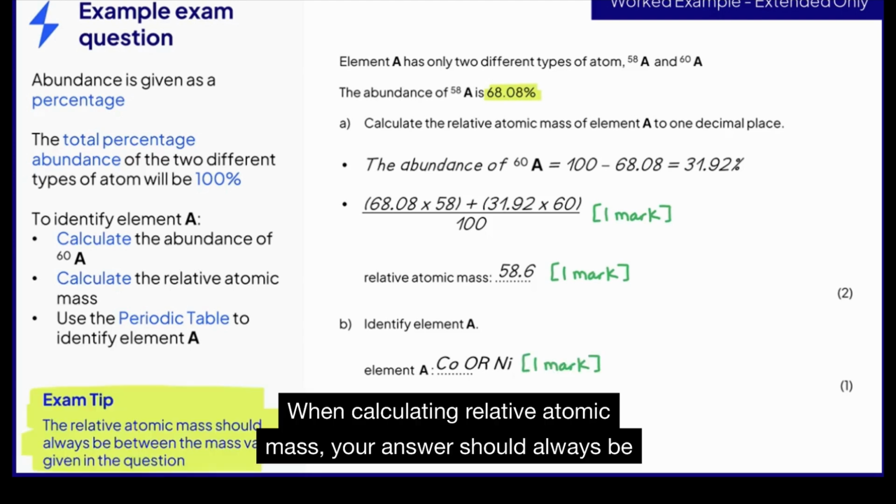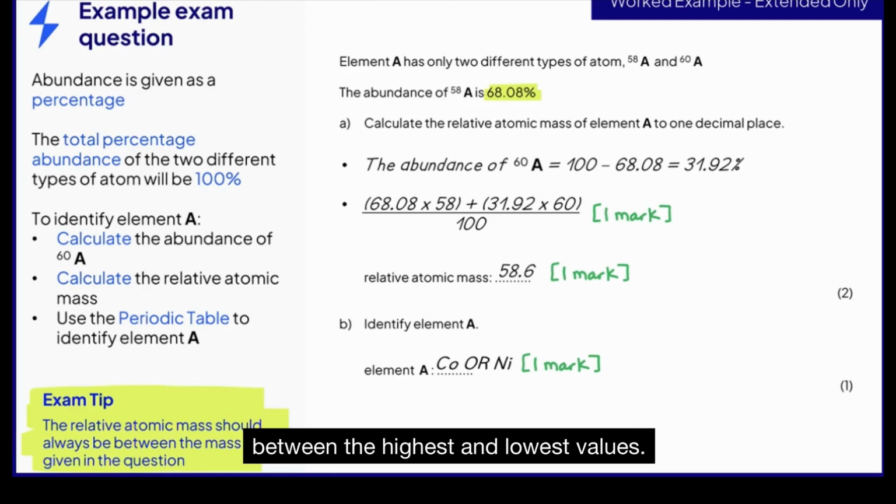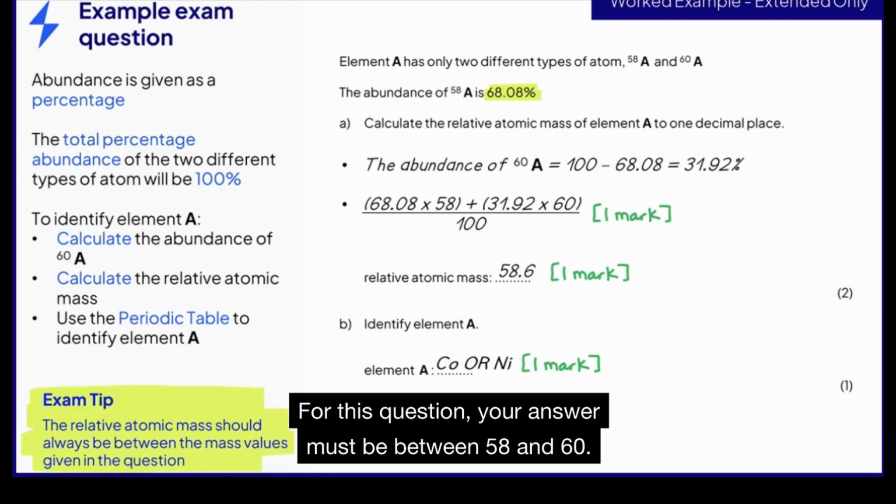When calculating relative atomic mass, your answer should always be between the highest and lowest values. For this question, your answer must be between 58 and 60.